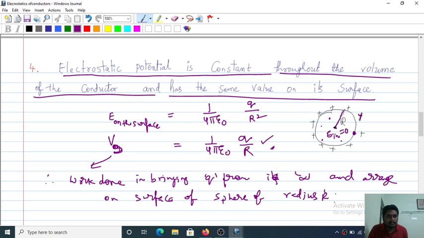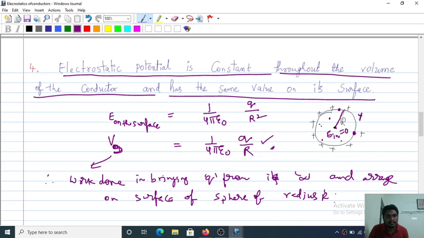So we don't do any work against the electric field, so there will be no electric potential difference. Therefore the electric potential inside and on the surface of the conductor is equal to 1 by 4 pi epsilon naught q by r. What is the electric potential at this point?